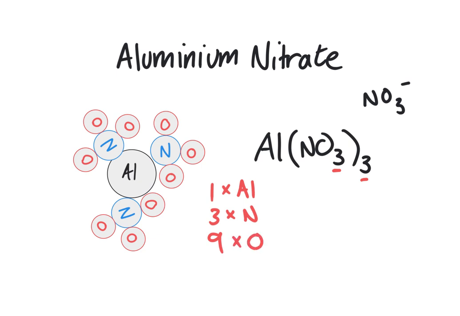And the way that you can also work that out from the formula is there's a little invisible 1 after the aluminium. Everything inside of the bracket is multiplied by this 3 outside, so there's a 1 here. So 1 times 3 gives you the 3 nitrogens, and then 3 times 3 gives you the 9 oxygens.